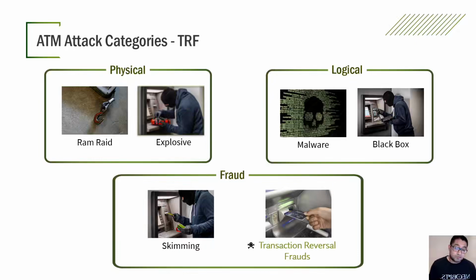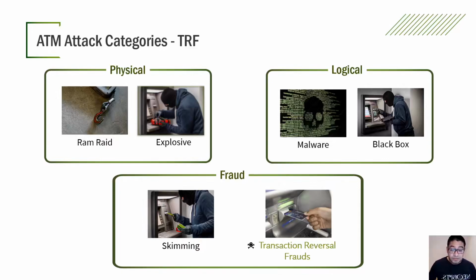Some of the attack categories that I have learned exist are the physical, the logical, and the fraud. So, for example, in the physical, we have something that will damage the hardware, for example, a ram raid or explosives, where they will not care about anything. They will just try to do something to the hardware and try to get the money. In the logical, they will not mess with the hardware per se. They will just try to manipulate the ATM. So at some point, with some logical attack, they will be able to get the money, for example, using a black box or using malware.